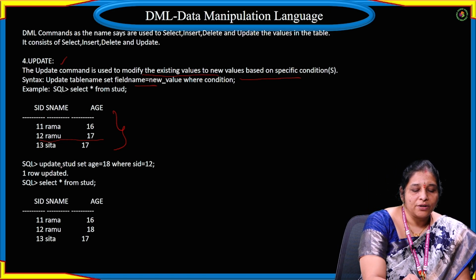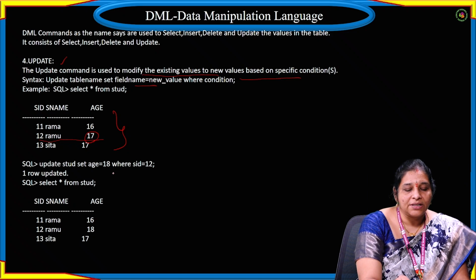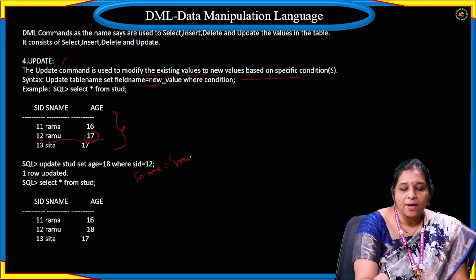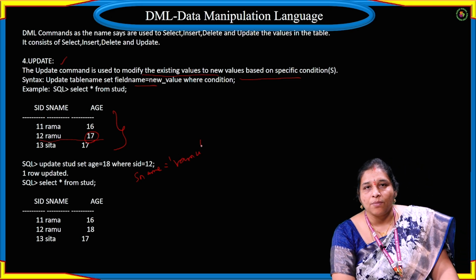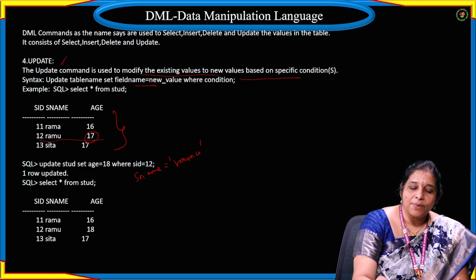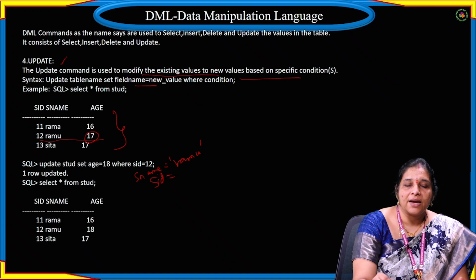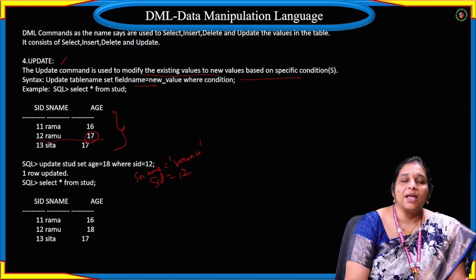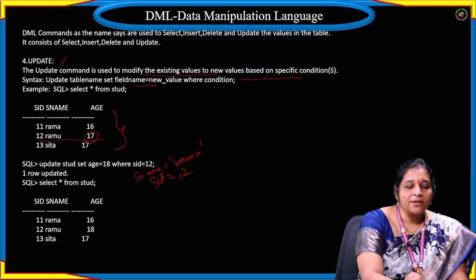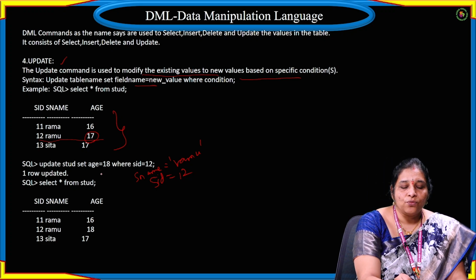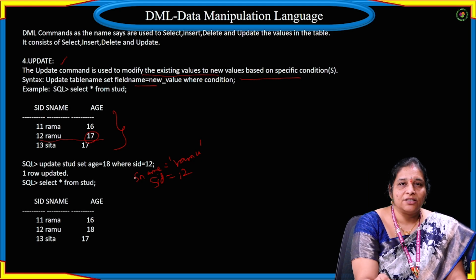So in that case, I'm going to update student, the table name, set age, whatever value you want to modify. Ramu's age is not 17, it's 18. So set age is equal to 18, where condition, for whom we have to change this. Either I can give here S name is equal to Ramu, but we know there can be more than one student. Let's say in our table there might be more than one student with the name Ramu. So it's always the best choice to go with SID. So let's say if SID is unique over here, then I can say SID is equal to 12. So update table name, set whatever value you want to modify, where condition SID is equal to 12.